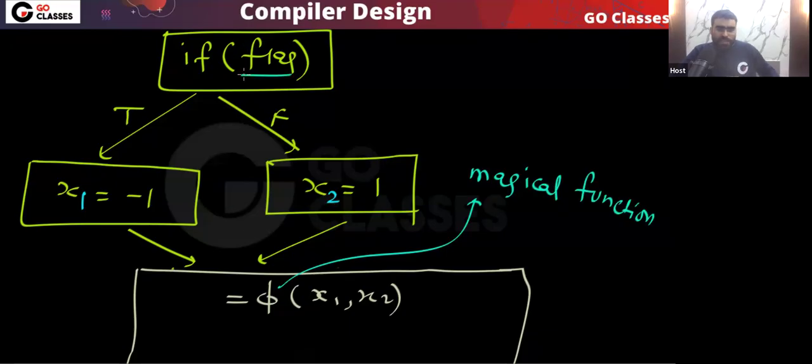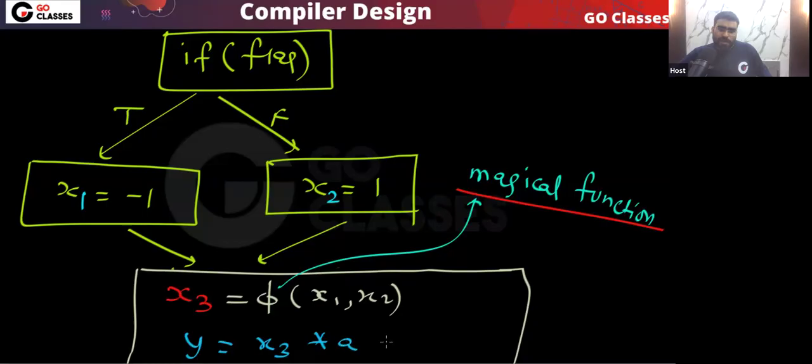If this flag is true, meaning you are coming by this side, the phi function will return the value x1. If this flag is false, meaning you are coming from this side, the phi function will return x2. You can store this into some variable x3, and finally use this x3 here: x3 multiplied by a. Now this is your SSA.